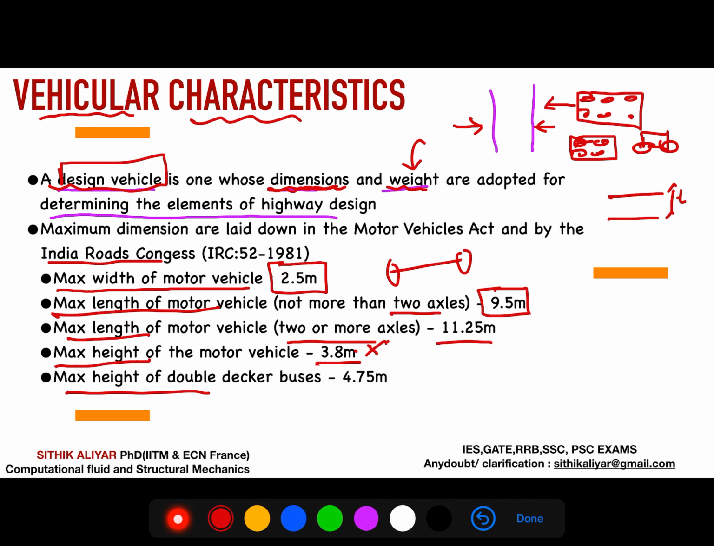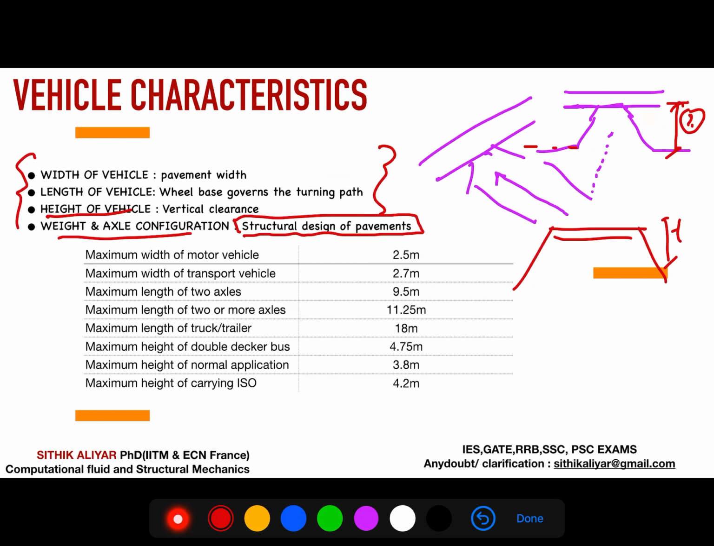You should memorize these numbers. Okay, this can be asked in any objective type of questions. Maximum height of the double decker bus cannot cross 4.75 meter. So I have given a little more detail here. You can pause the video and note down, but all the meanings are still the same. Okay, so this is how the vehicle characteristics are going to change your geometry.